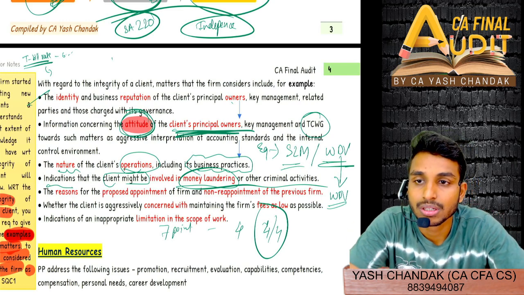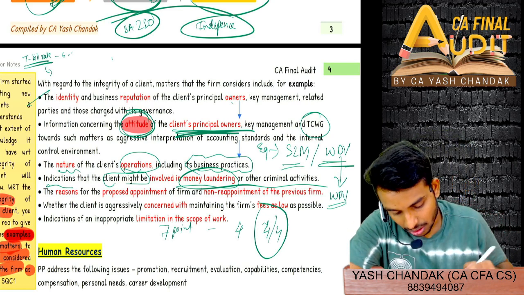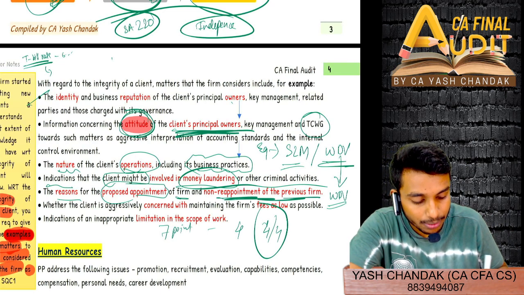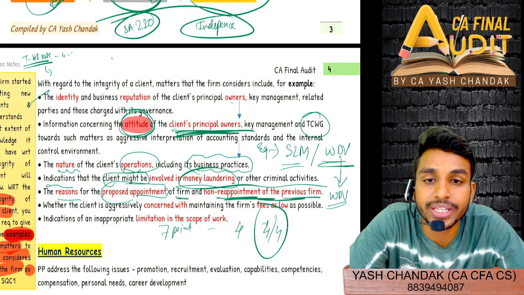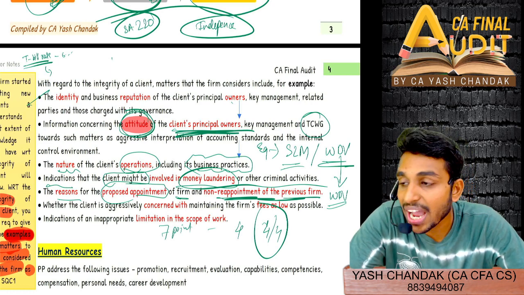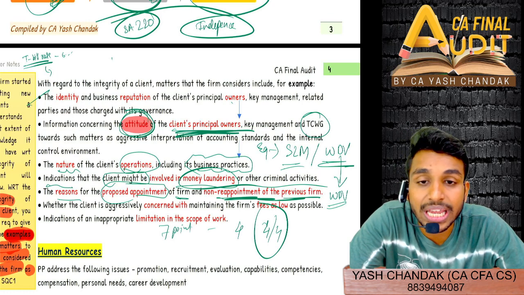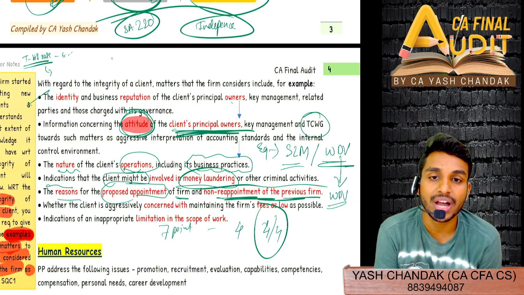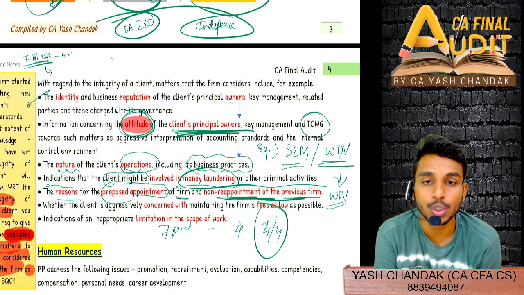Then the reason for the proposed appointment of the firm and non-reappointment of the previous firm, the point that Dhanlakshmi pointed out, right? Schedule 1 part 1 clause, you can just simply communicate with the previous auditor. Why were they not getting reappointed as an audit firm? Why are we being approached? Why are we being approached to be their new auditor?